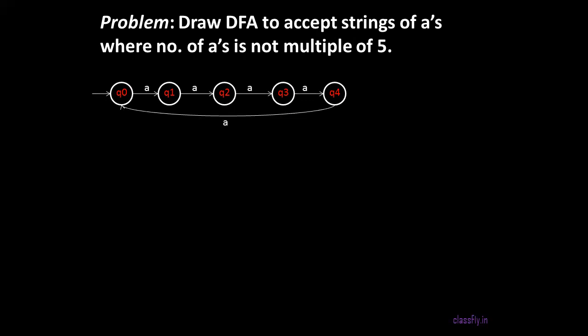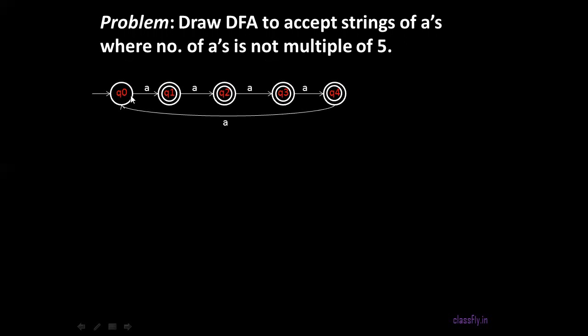So now the final states: Q1, Q2, Q3, Q4 are our final states. Will this satisfy our problem? Let us see. What our problem says is that the number of A's is not a multiple of 5.